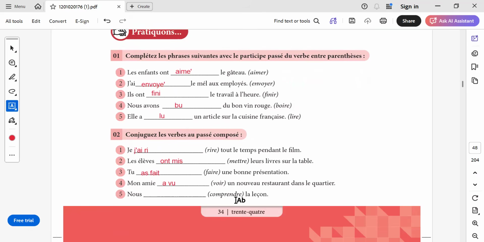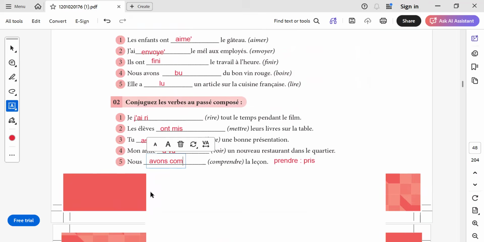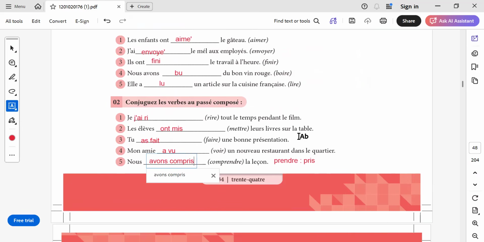Now, nous comprendre la leçon. So again, comprendre, irregular. Please remember, prendre becomes pris. Okay. Similarly, apprendre becomes appris. Apprendre is to learn. Comprendre is to understand. So, comprendre becomes compris. Donc, nous avons compris la leçon. We understood the lesson.